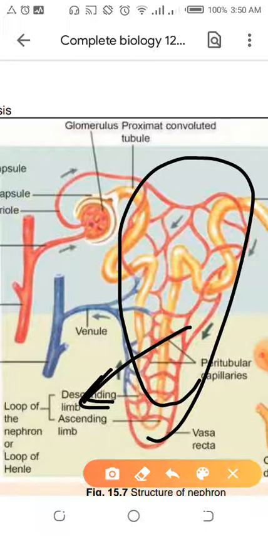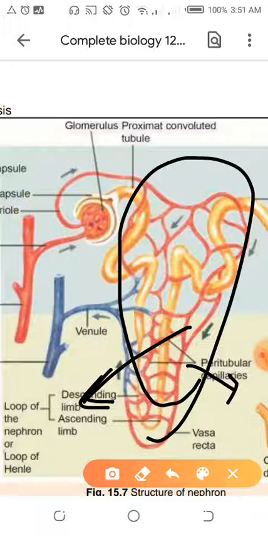There is no need to be confused. You can even say peritubular capillary. I am just telling you that the capillary at the loop of Henle is called the vasa recta, but its branches are still called peritubular capillaries. So there is no major difference between the peritubular capillaries and the vasa recta.